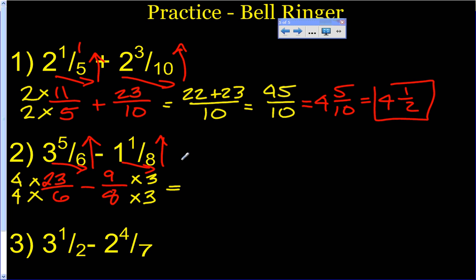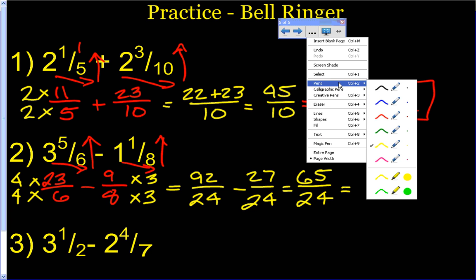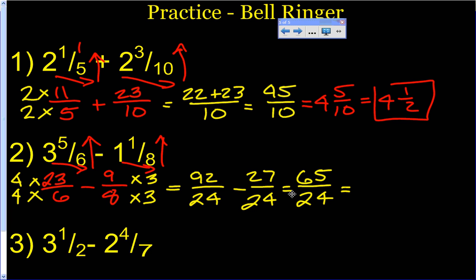4 times 23 gives me 92 over 24. 9 times 3 is 27 over 24. So 92 minus 27 is 65 over 24. That's improper. So 24 will go into 65 twice.